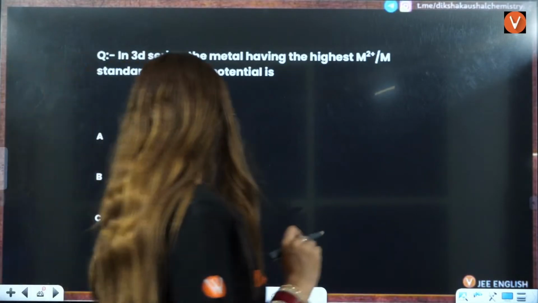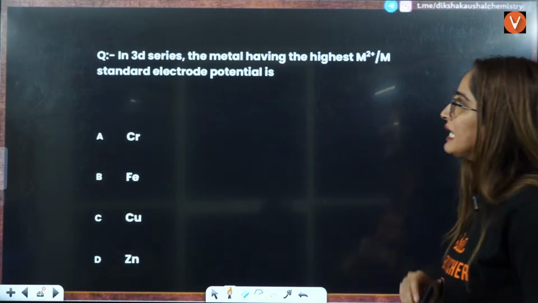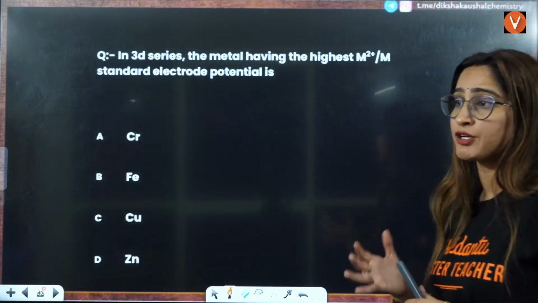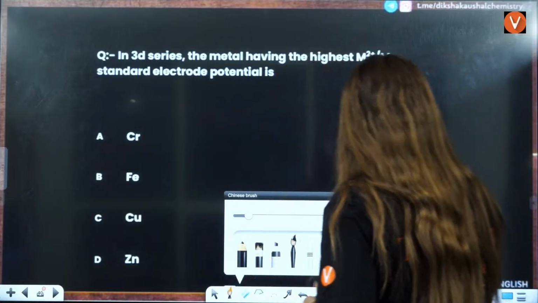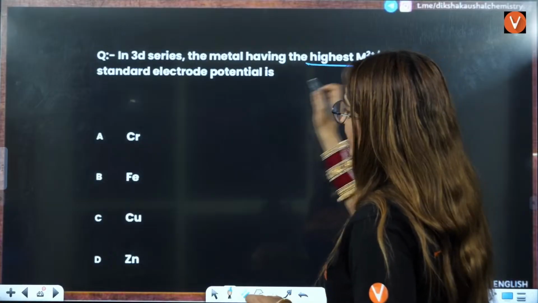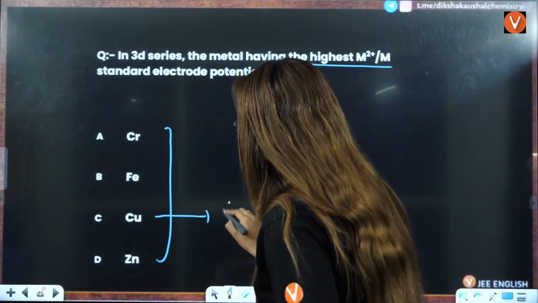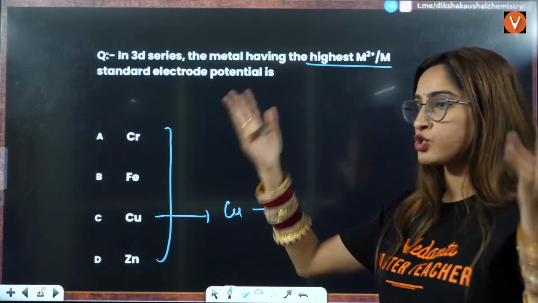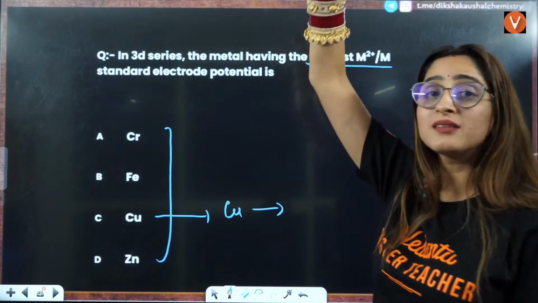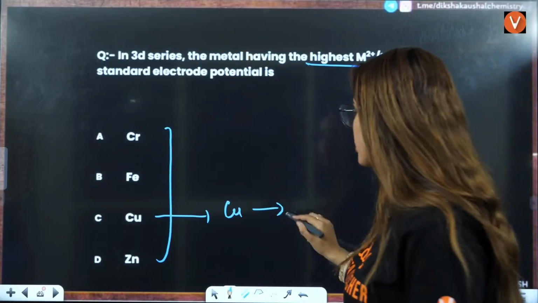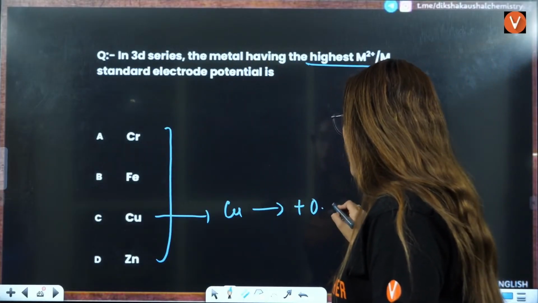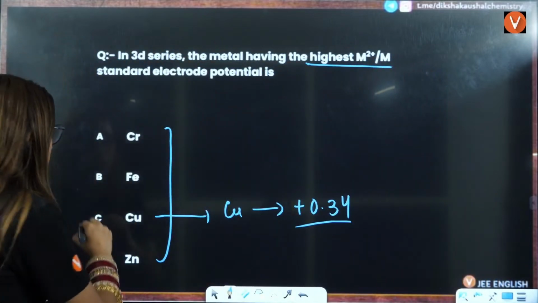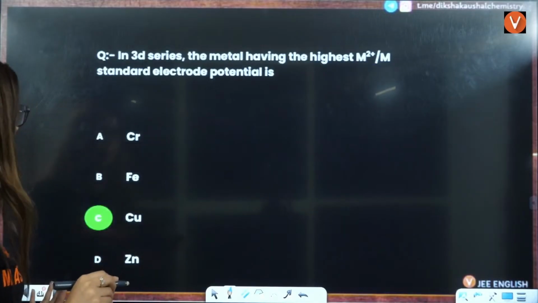Got it? Next question is: in the 3d series, the metal having the highest standard electrode potential. See, the highest standard electrode potential among this is copper. And you know this is also the highest even among the options. But among the 3d series, they are asking you, that is also the highest, because that is positive 0.34. That is the only positive potential that you have. So C is the correct answer here.